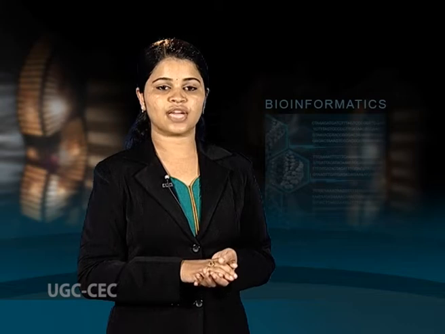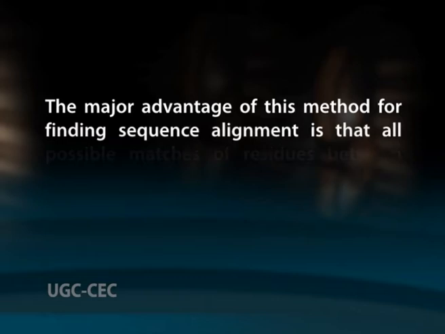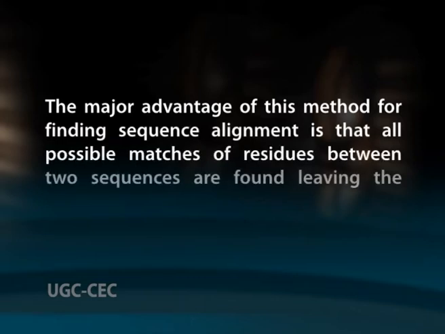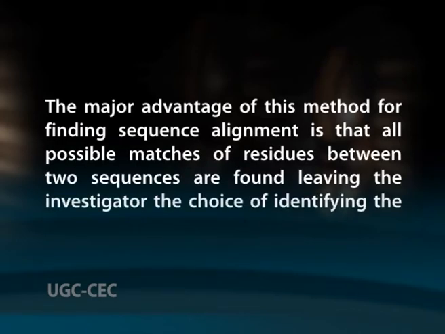This method can also be used for predicting regions in RNA that are self-complementary, which have the potential to form secondary structures. The major advantage of this method for finding sequence alignment is that all possible matches of residues between two sequences are found, leaving the investigator the choice of identifying the most significant ones. The dot matrix method displays any possible sequence alignment as diagonals on the matrix and should be used first if the sequences are not known to be very much alike.